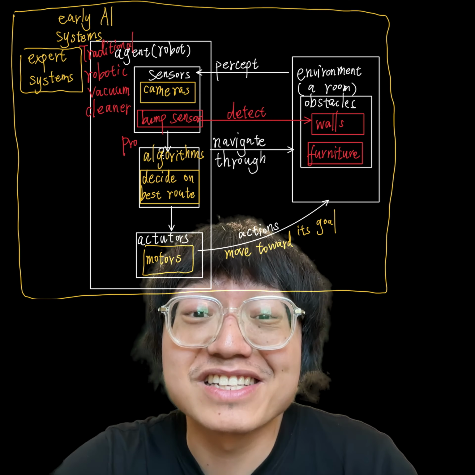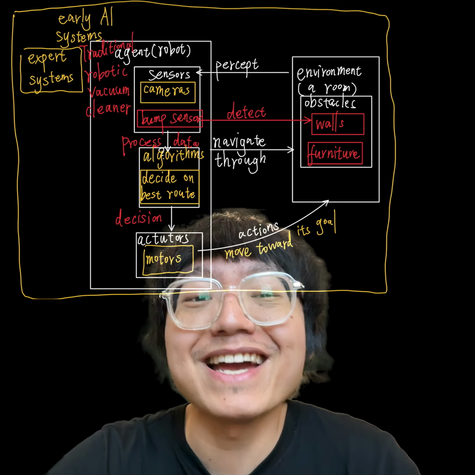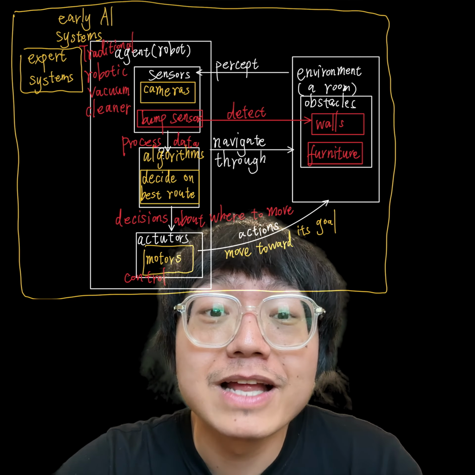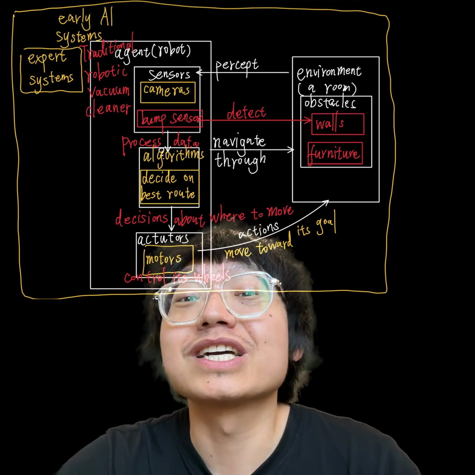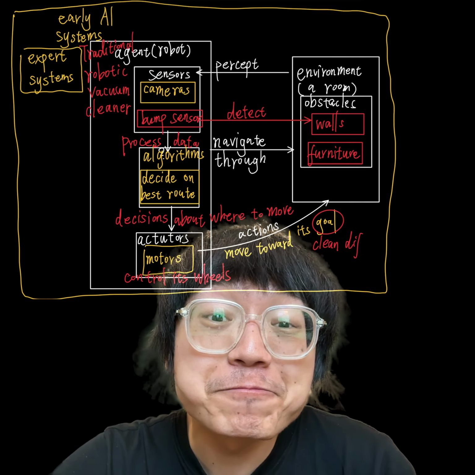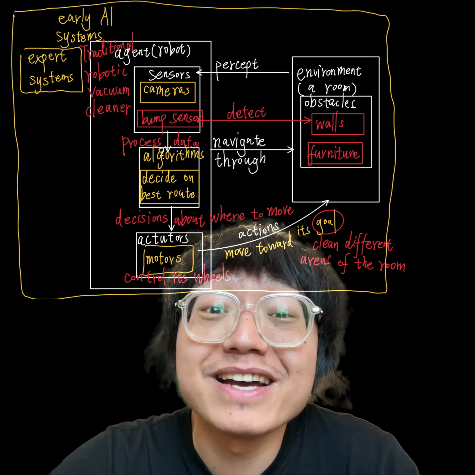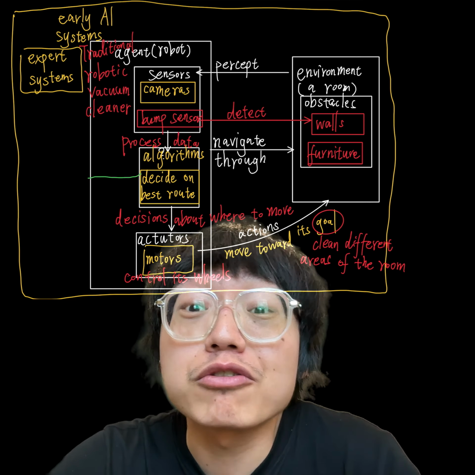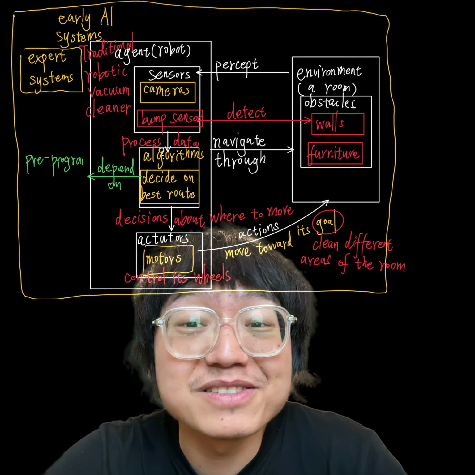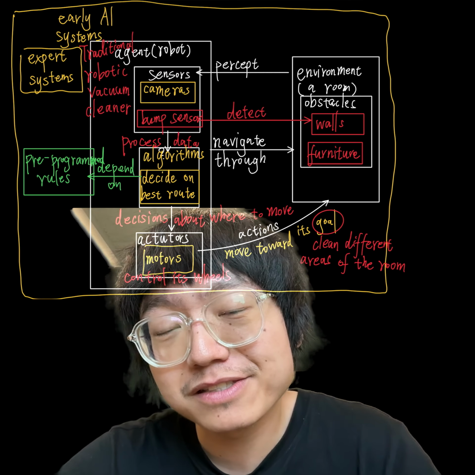It processes this data and makes decisions about where to move next. Its actuators control its wheels and move it to clean different areas of the room. The actions it takes are relatively straightforward and depend entirely on pre-programmed rules and responses. So it doesn't communicate with humans in a meaningful way or think through complex steps, right?